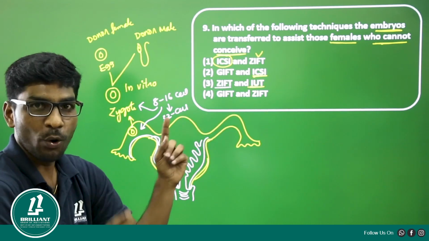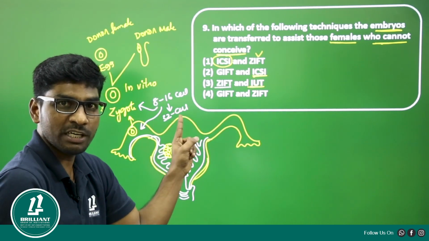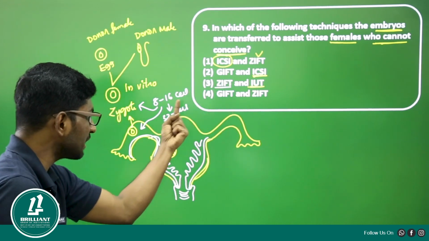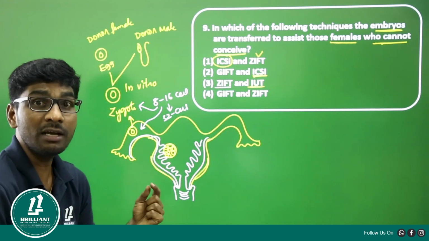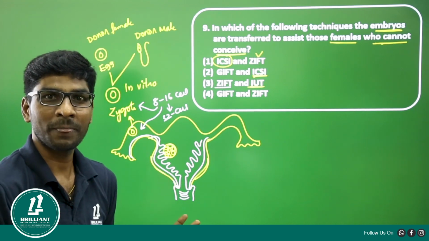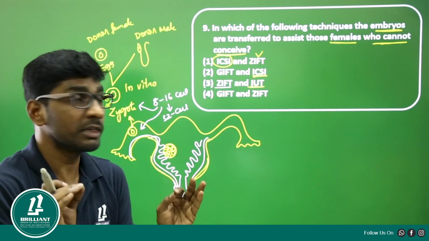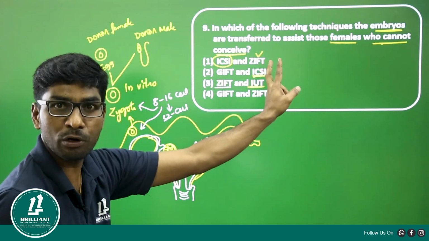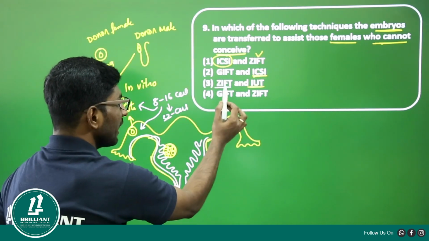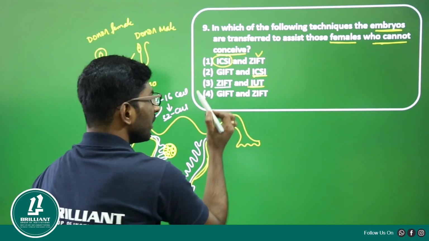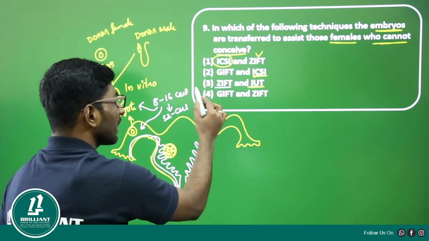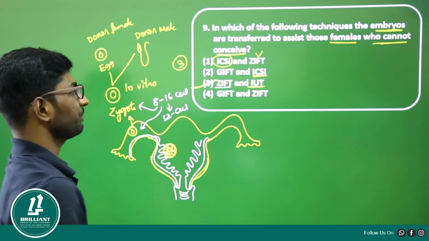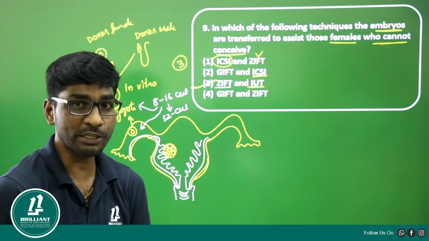This is the difference between these two techniques. In one technique, they transfer the zygote into the fallopian tubule, and in the other technique, they transfer the embryo into the uterine cavity. Am I clear? So, for the female who cannot conceive, two techniques are followed to transfer the embryos. One is ZIFT and one is IUT. So, the correct answer of this question is 3. Shall we go to the next question?